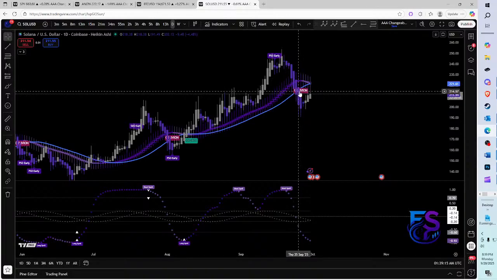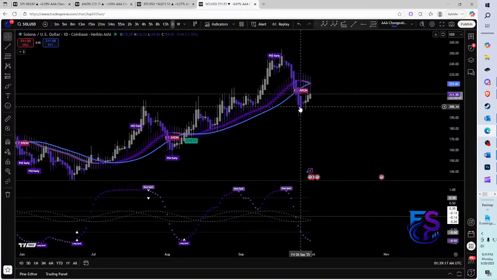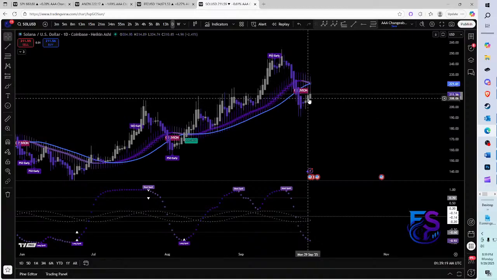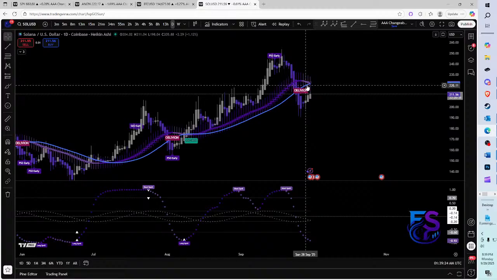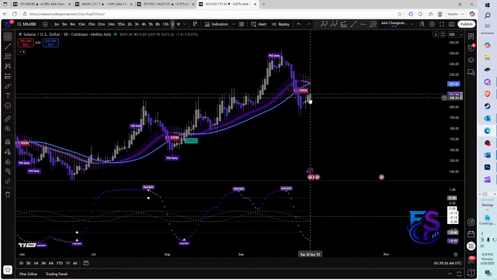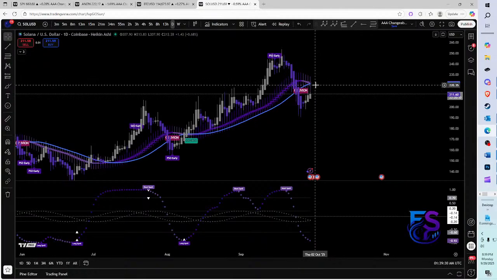You can see here that we have printed an oblivion signal, and it is now coming back and trying to retest. The epoch hasn't quite crossed over yet. So we'll see what happens in the next couple of days, but it's certainly an opportunity to short there.